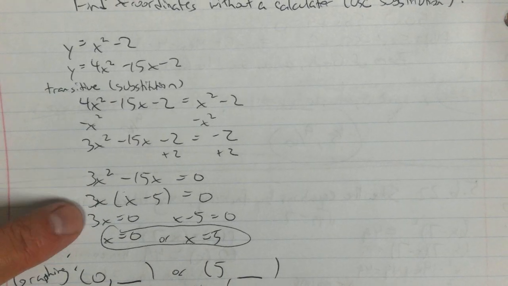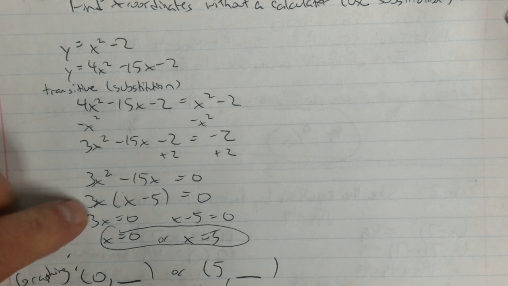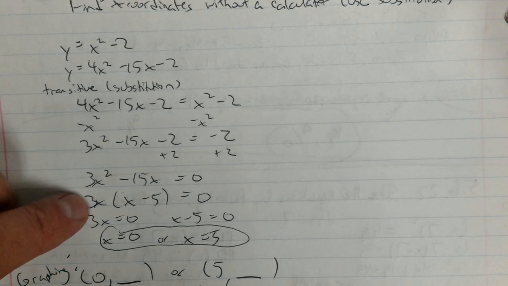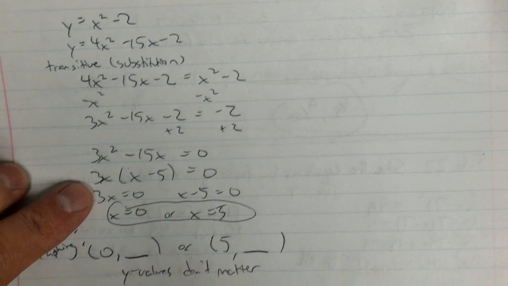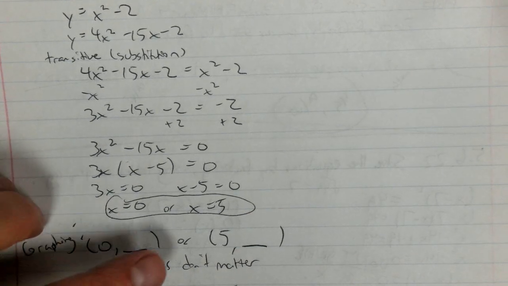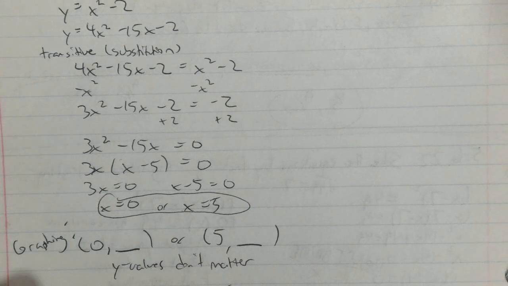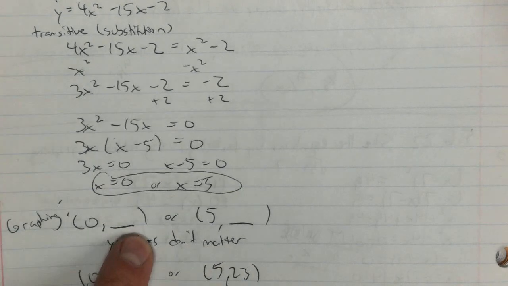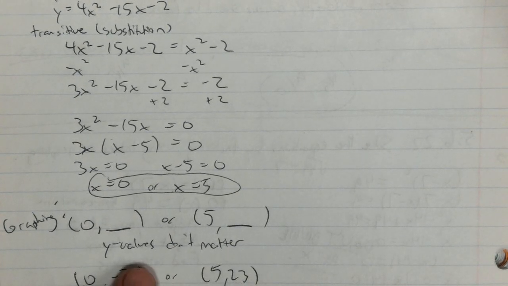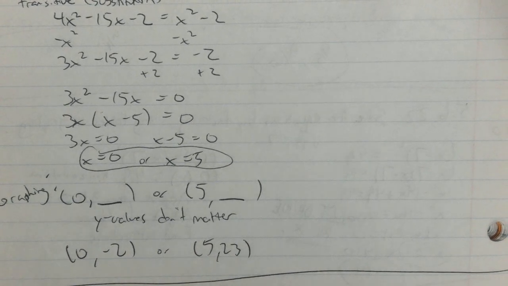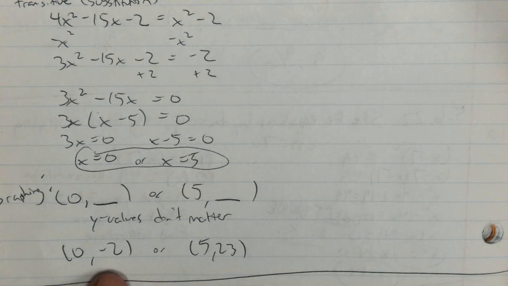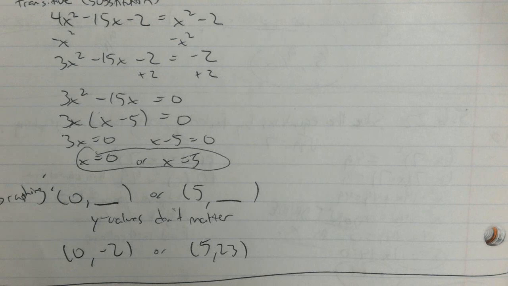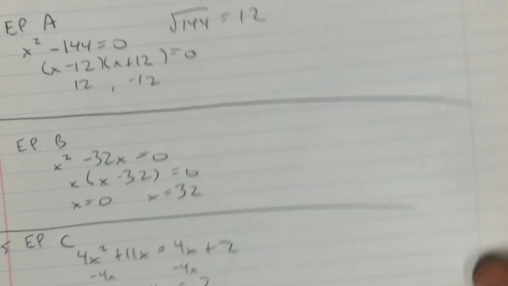At that point, you just factor your greatest common factor out, which is 3x. So 3x times x is 3x squared. 3x times negative 5 is negative 15x. And so that gives you your answers 0 and 5. So graphing, you would have had 0 comma something and 5 comma something, but your y values don't matter. It would have been 0, negative 2 and 5, 23, but your y values don't matter. So just make sure y'all follow the directions. Now back to the easier ones.